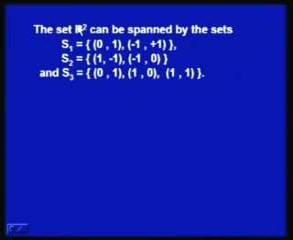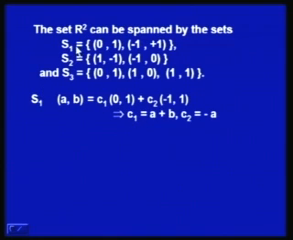Now, I consider that the set R2 can be spanned by the sets S1 consisting of two vectors, S2 another two vectors, and S3 consisting of three vectors 0 1, 1 0, 1 comma 1. This can be easily verified. If I consider the set S1, then any vector AB in R2 can be expressed as a linear combination of the vectors of this set, 0 1 and minus 1 1. So, it is C1 times 0 1 plus C2 times minus 1 and 1. If we solve it, then C1 is equal to A plus B and C2 is equal to minus A. So, since we can find C1 and C2 in terms of known A and B, that means this S1 can span R2.